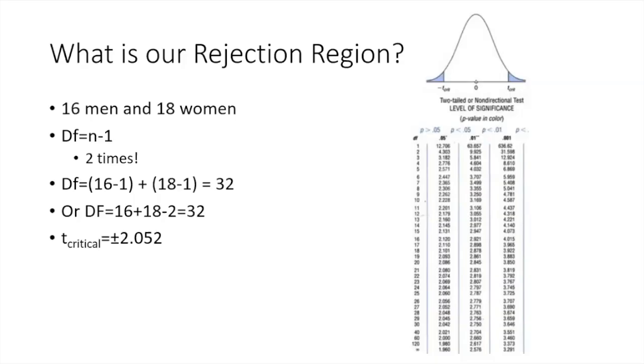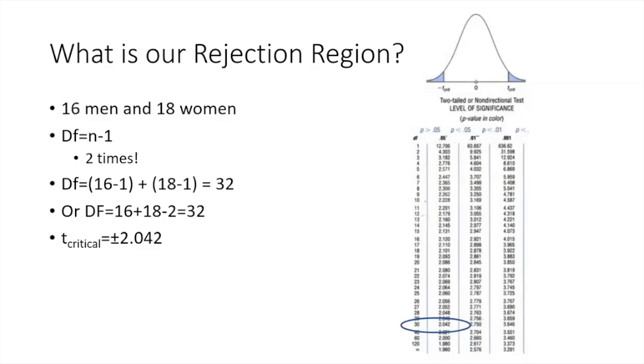Oh, shoot, my eye saw that as 2.52. Let me see if I can correct that real quick. Okay, I repaired that. My eyes are getting old. I had seen 2.52, but this is a 2.042. So our t critical is 2.042.